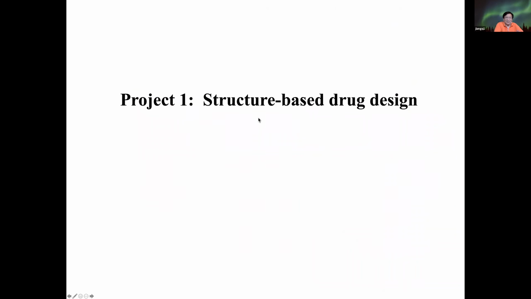So this is the brief introduction. If you have any other questions, you can ask me, or you can also email me later after the lecture. Next, I will show you 4 different directions. The first is structure-based drug design.